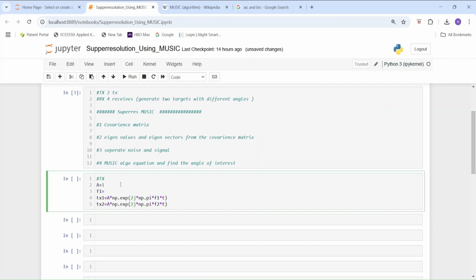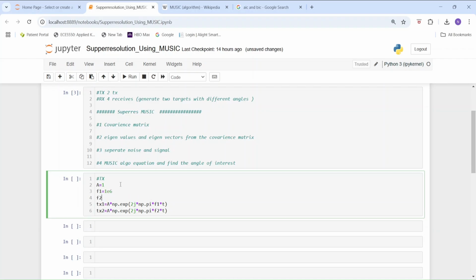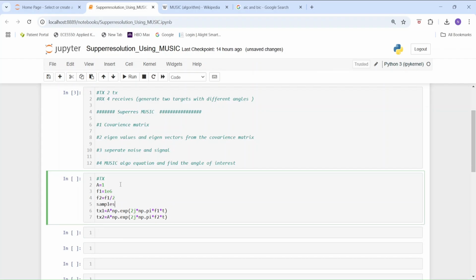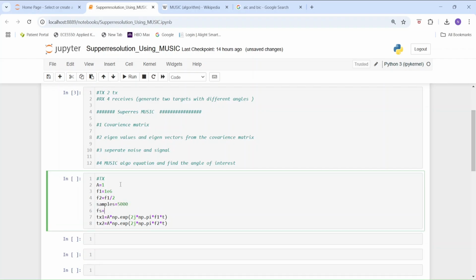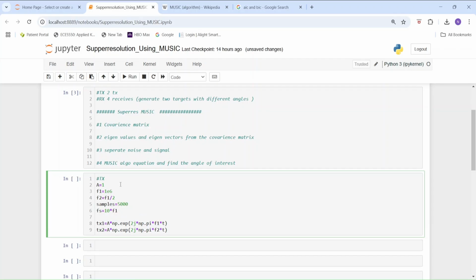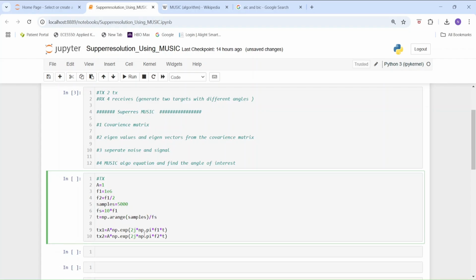Let's say f1 is 1 GHz, and f2 is nothing but half of this frequency, and we have, let's say, 5,000 samples. We also need to define the sampling frequency, fs. Let's say it's 10 times the f1 frequency component. Then we need to have the time vector, and we can derive that: np.arange of the number of samples, divided by the sampling frequency. I think all of the variables in these equations are now defined.